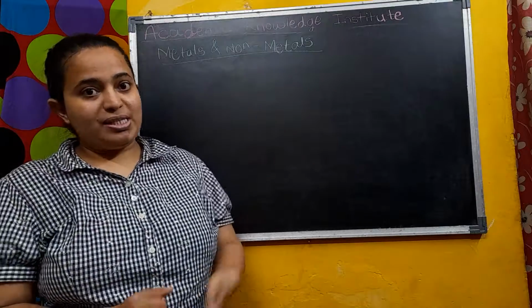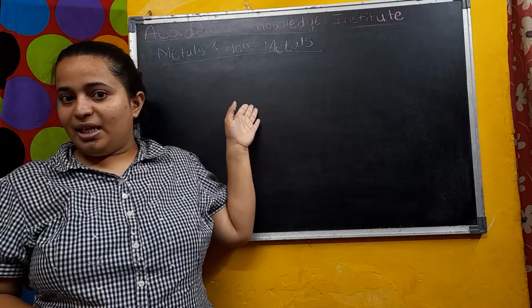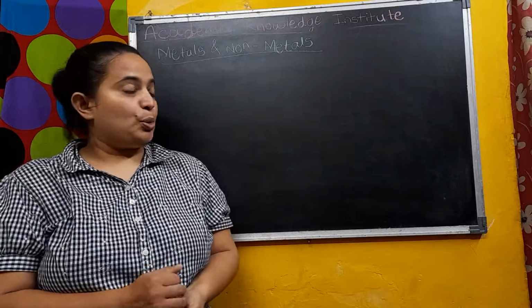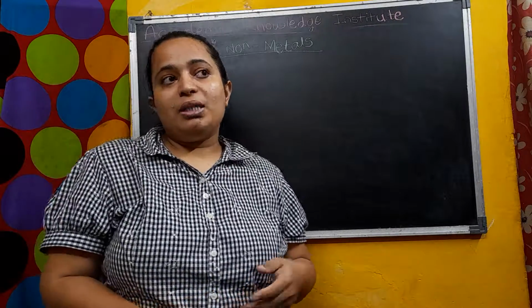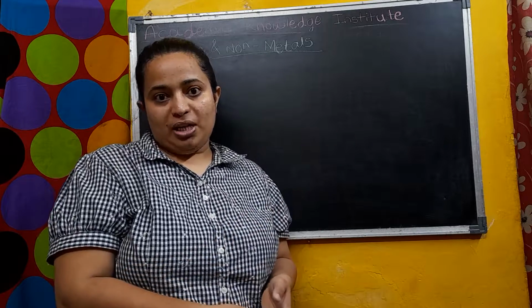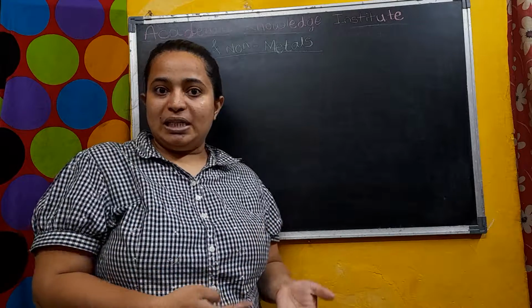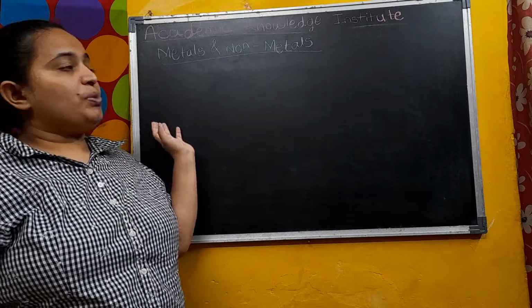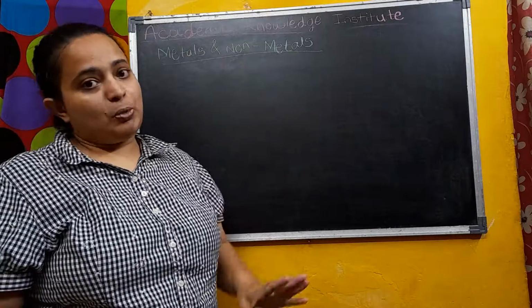Metals and non-metals. This is chapter number 3 in 10th standard CBSE according to the NCERT book. In the previous lecture we already studied what metals and non-metals are, their properties, and which group they are situated in. Now we will study their chemical properties.